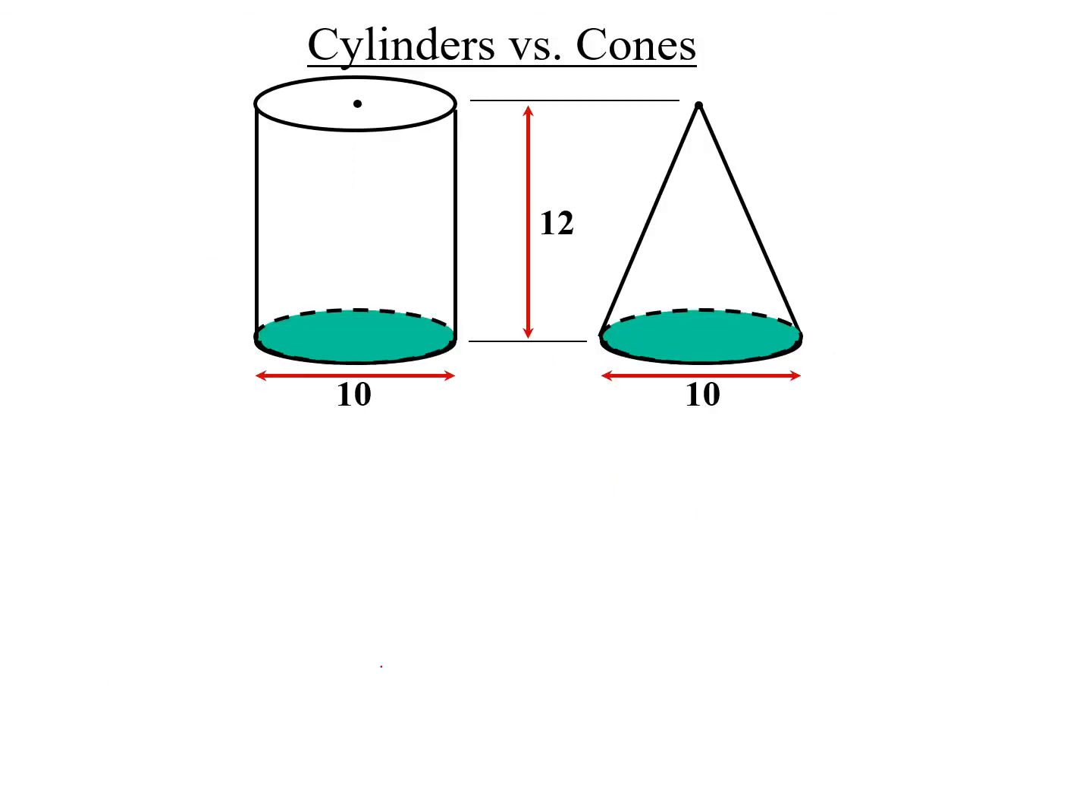So let's take a look at cylinders and cones side by side, and you can kind of see why there's a little bit of a difference in the formula here. I have a cylinder and a cone. They both have the same diameter and they both have the same altitude. So if I find the volumes of each of these and compare them, maybe it'll tell me something about their formulas here.